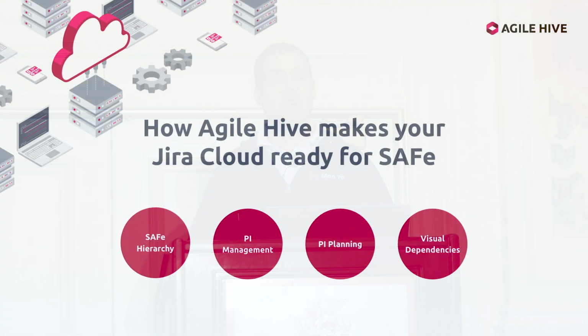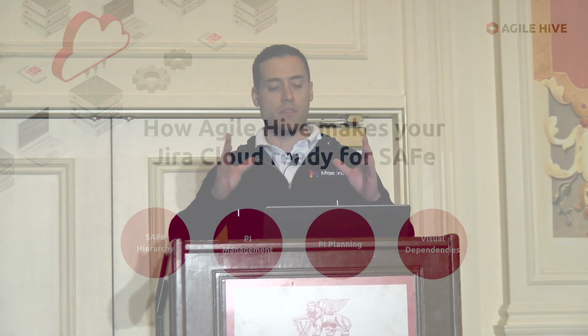All right. So to wrap it up, you saw how Agile Hive makes the Jira Cloud ready for SAFe with a SAFe hierarchy, with the PI management, with the PI planning, with visual dependencies, and more. But like I told you, I think those 4 pillars were quite good to make you understand.